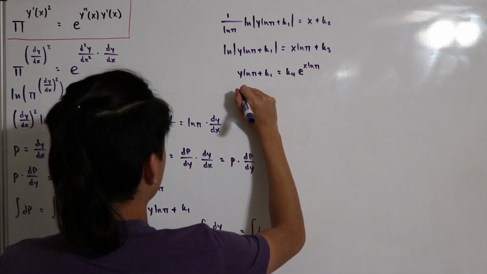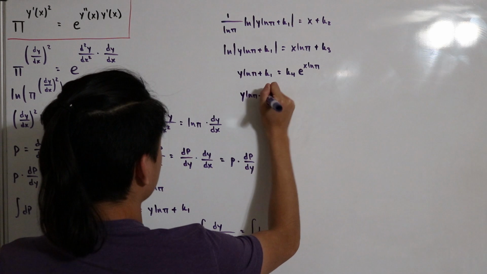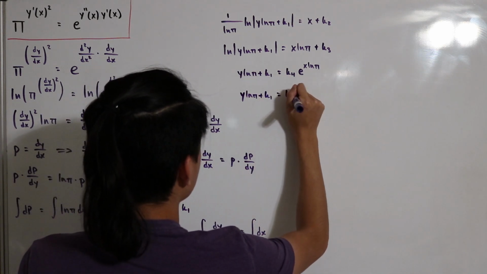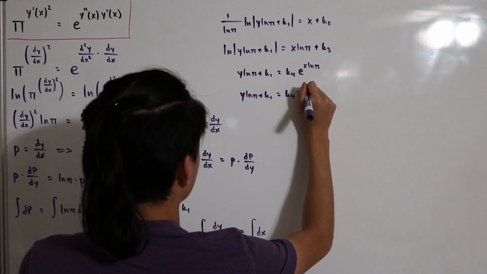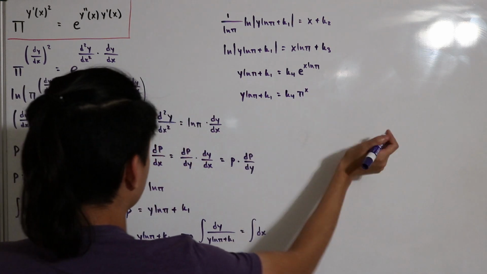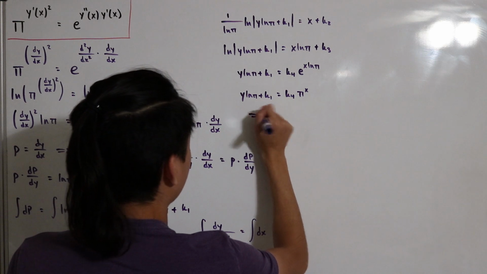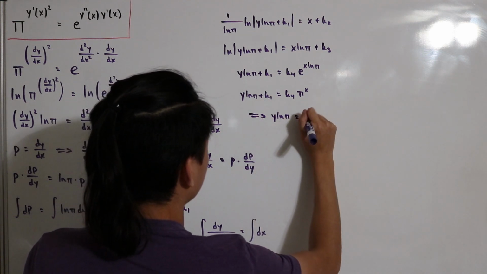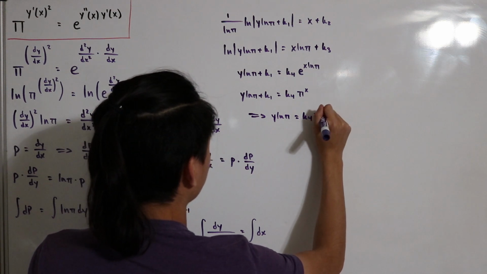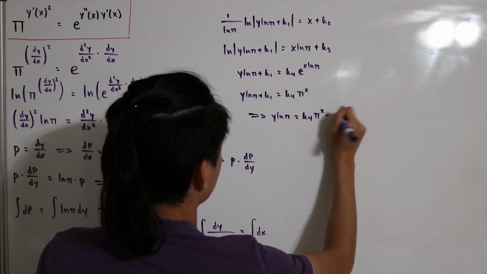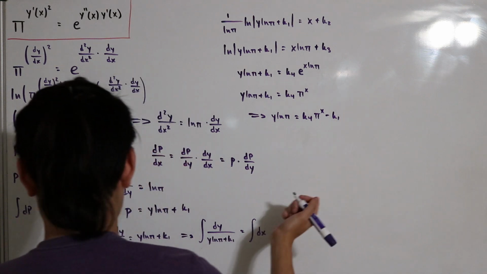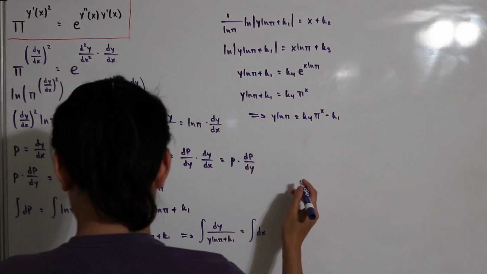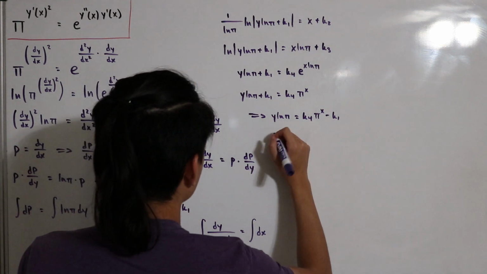So let's continue further. So y ln of pi plus k sub 1 is equal to k sub 4 times pi to the power x. And then I subtract k sub 1, so we have y ln of pi equals k sub 4 times pi to the power x, minus k sub 1. And now the last thing to do is just divide ln of pi to both sides.